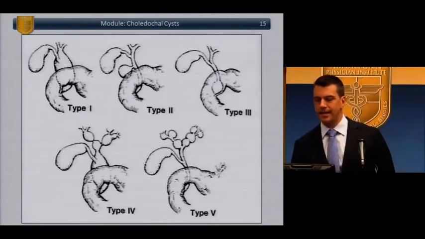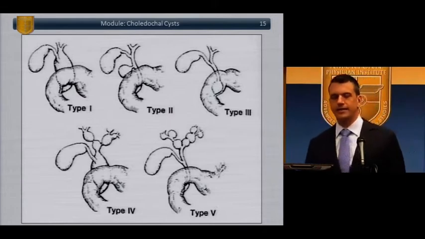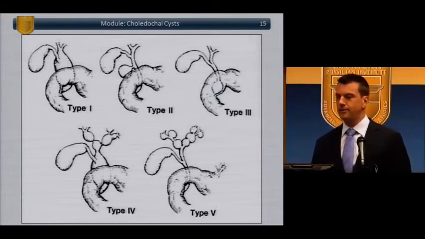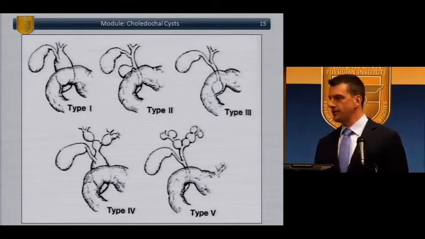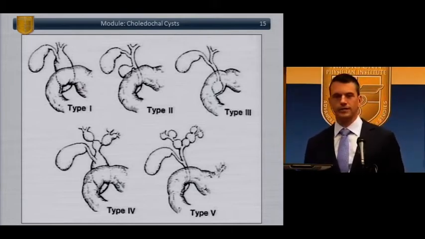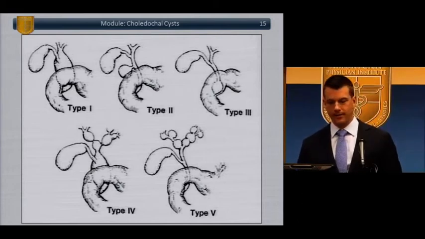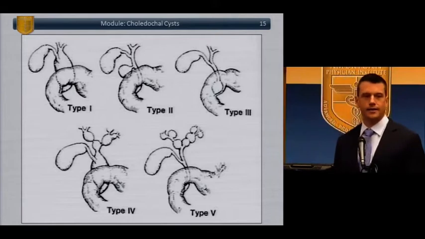Here are some pictures. Again, you can see type 1, that's just generalized saccular dilatation. Type 2, a simple diverticula. Type 3, within the wall of the duodenum, the choledochocele. And then type 4, where there's ductal dilatations everywhere throughout the biliary tree. And finally, Caroli's disease, or type 5, where it's confined to the liver.